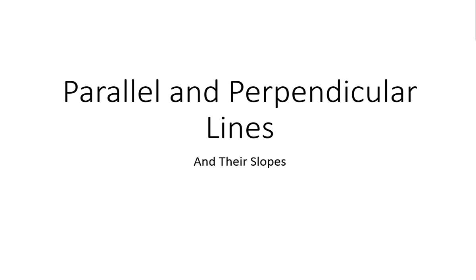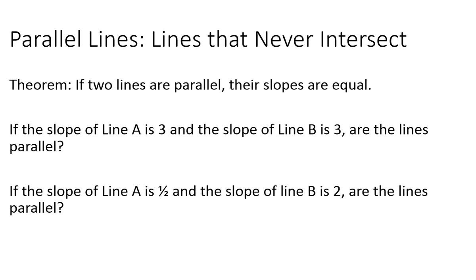In this video, we are going to be looking at parallel and perpendicular lines and their slopes. Parallel lines are lines that never intersect. You should already know that. That is a review. We have already been talking about parallel lines. A theorem with parallel lines is that if two lines are parallel, their slopes will be equal or the same.